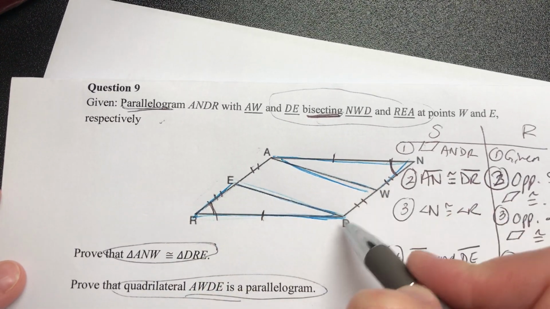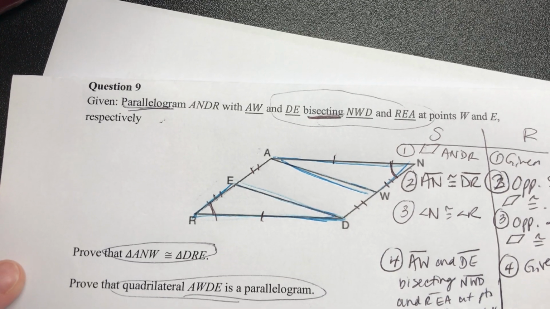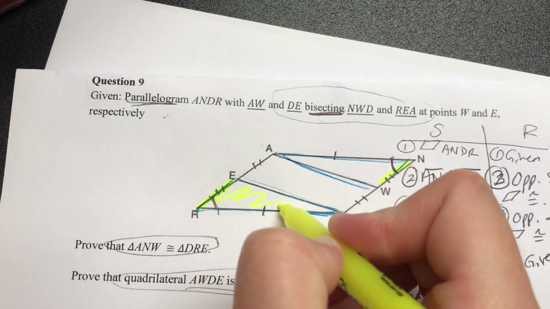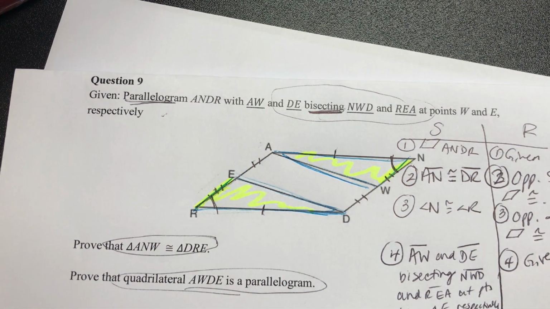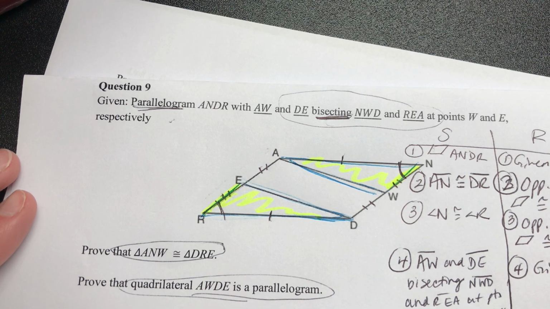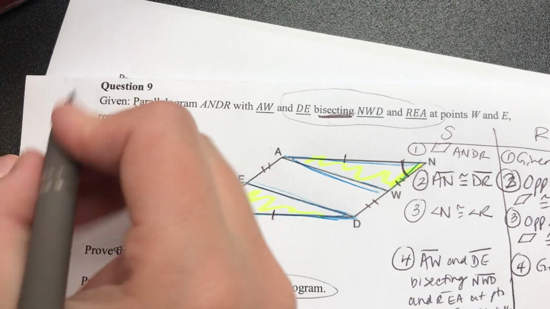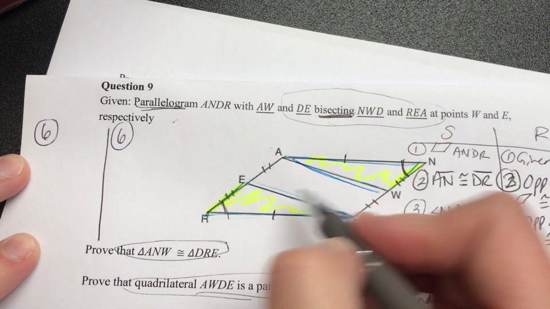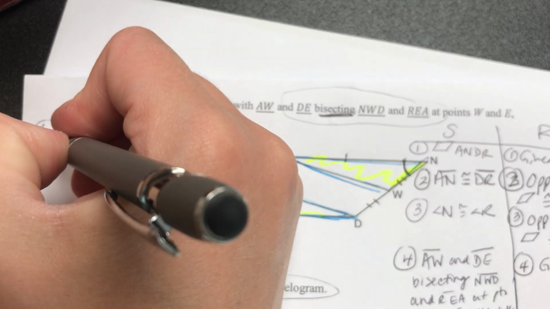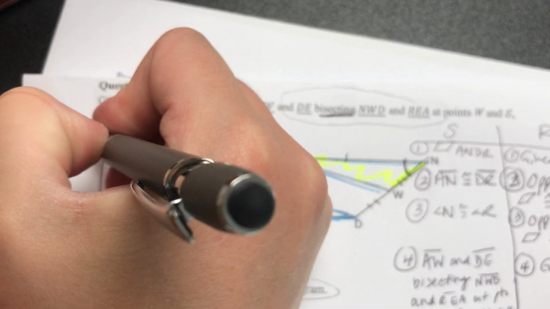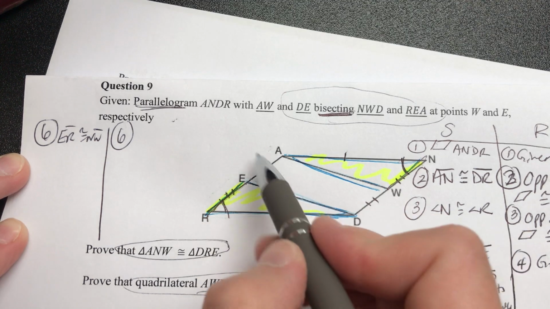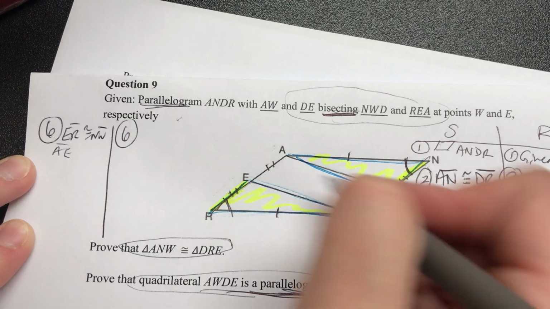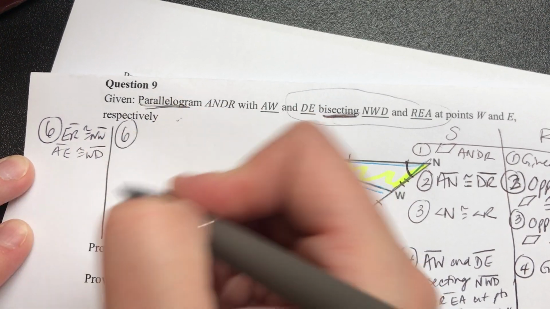So I have these congruent, but I still don't have NW, this piece, congruent to ER, and that's the last piece I need to be able to prove these 2 triangles congruent. So I need to get that going. And I'm going to do that through the parallelogram. So I'm going to say that ER is congruent to NW. And looking ahead to the fact that I'm going to have to prove that this is a parallelogram, and I'm going to use the same reason, I'm going to say AE is congruent to WD. Okay?